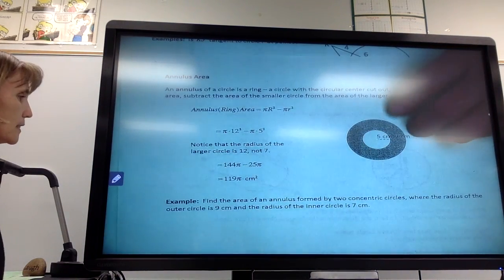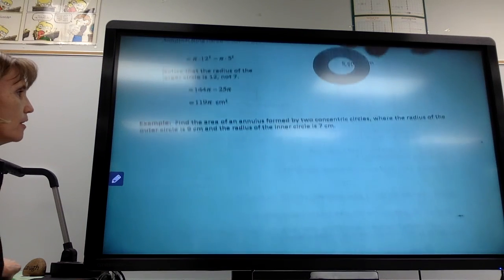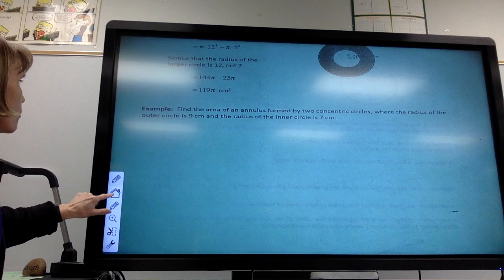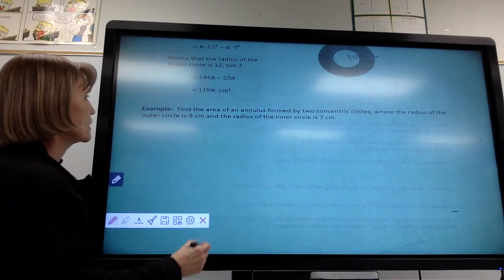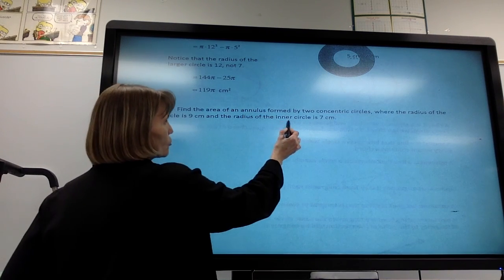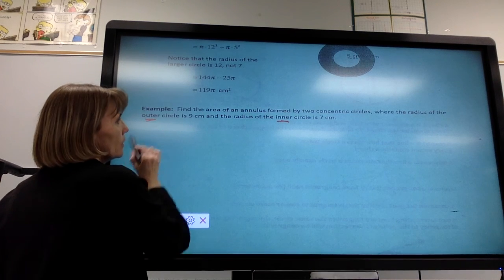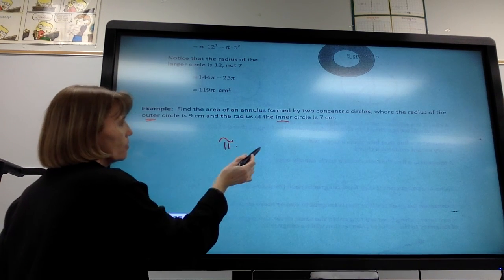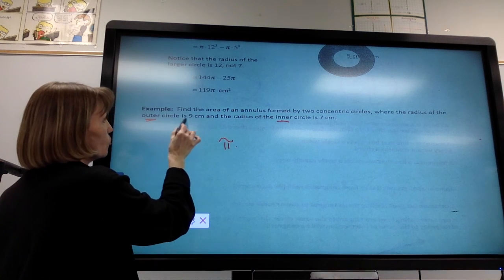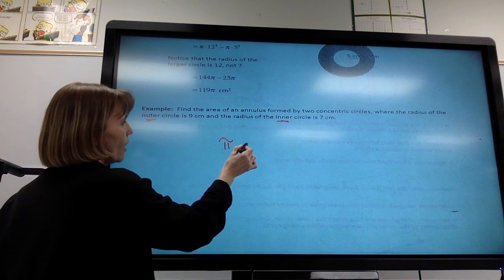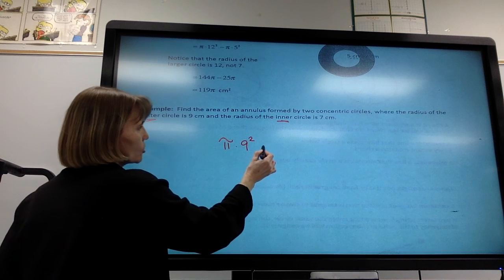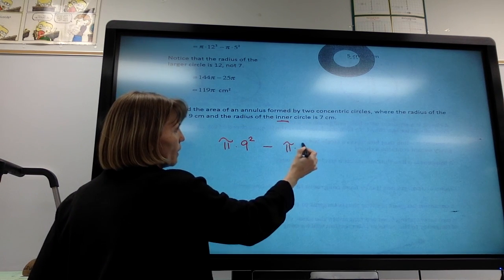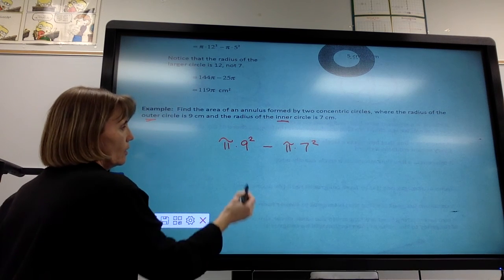Okay, and then the last example here, it says find the area of an annulus formed by two concentric circles where the radius of the outer circle is 9 and the radius of the inner circle is 7. Okay, so again, when I'm using that formula, I want to take the area of the big circle, the outside circle, which has a radius of 9. And I'm going to subtract the area of the inside circle, the smaller circle. So that would be pi times 7 squared.